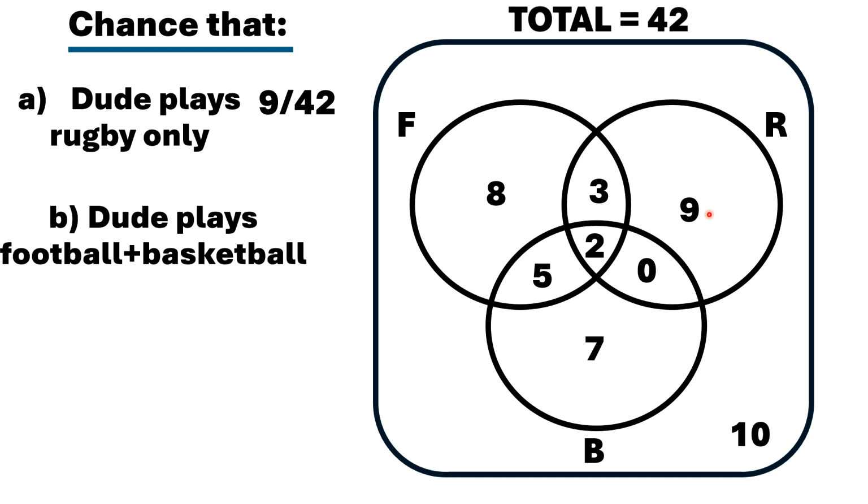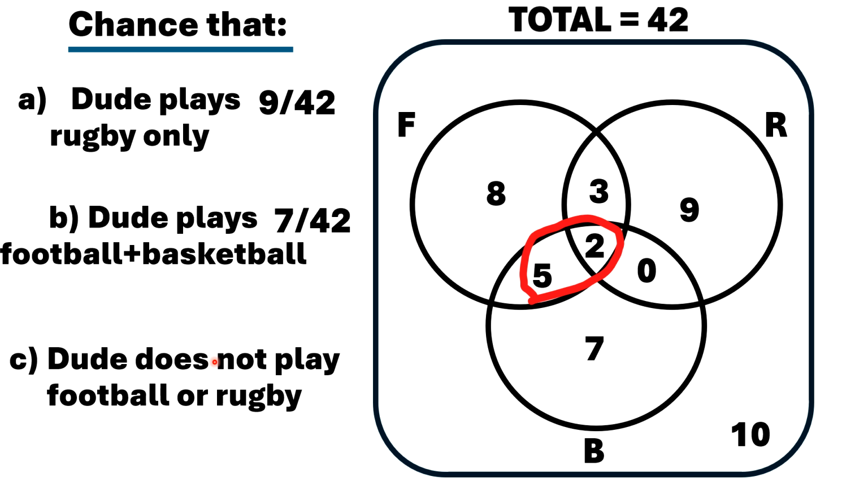Simple. What's the chance that they play football and basketball? Well, that's going to be anything here. So 5 and 2, that's 7 out of the total 42. What is the chance that they do not play either football or rugby? That's going to be anything that's basketball only or that involves none of these sports, and that's 17 out of 42.